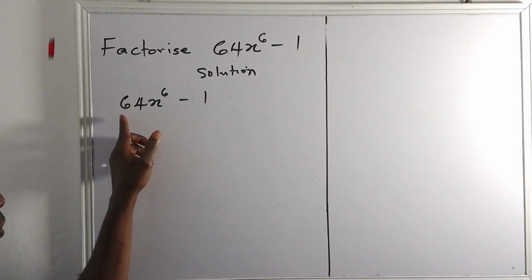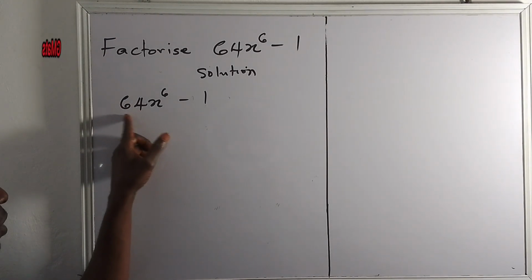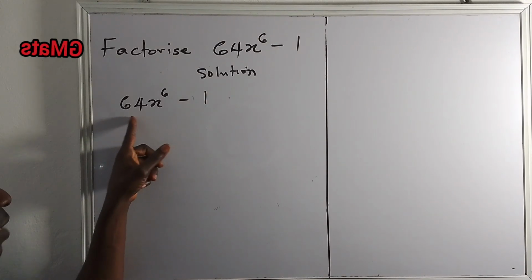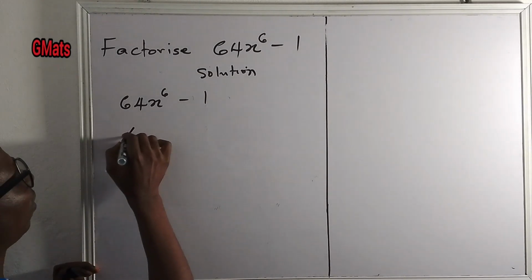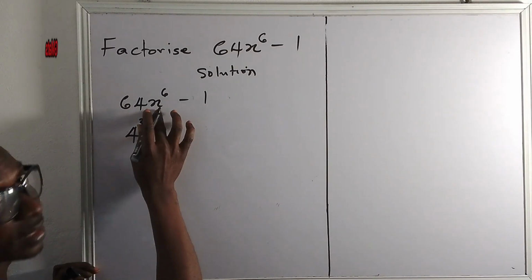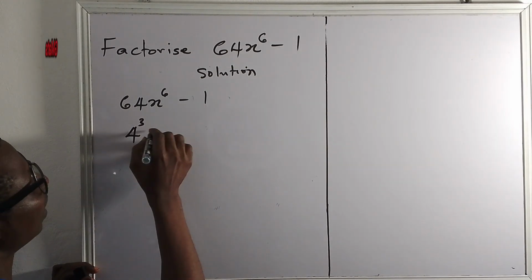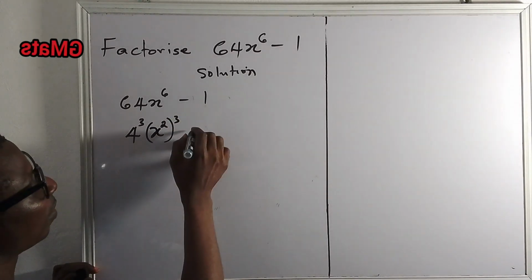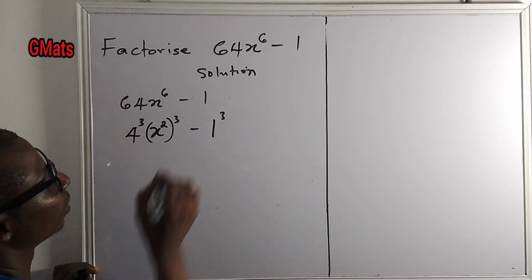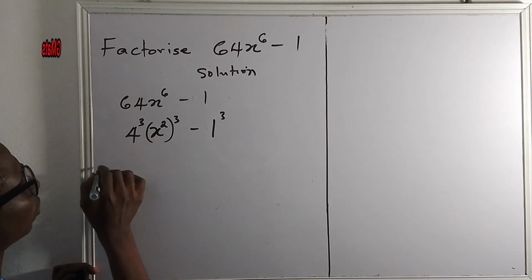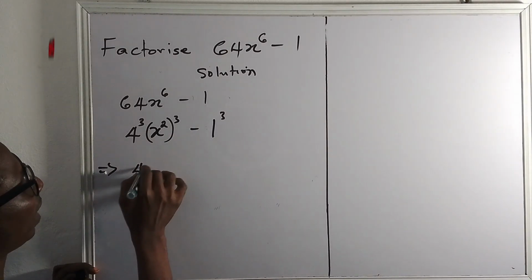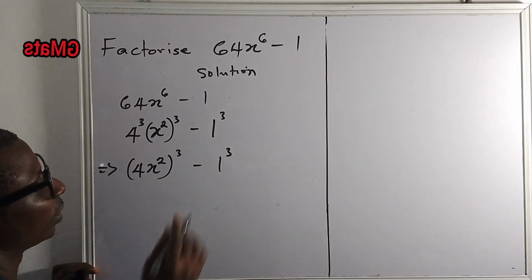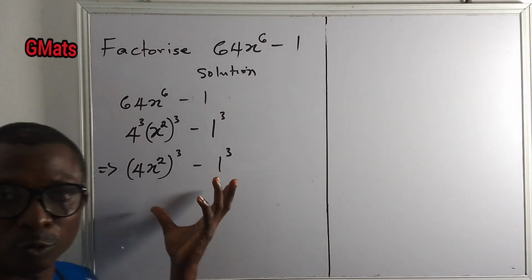Now the first thing is to express this as a multiple of 4. This is a multiple of 4, so we express it in index form. So now we have 4 raised to the power of 3. And this x raised to the power of 6 is the same thing as x raised to the power of 2 raised to the power of 3, minus 1 raised to the power of 3. So this now turns to 4x raised to the power of 2, all raised to the power of 3, minus 1 raised to the power of 3.